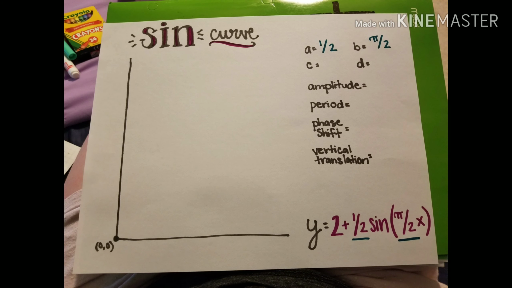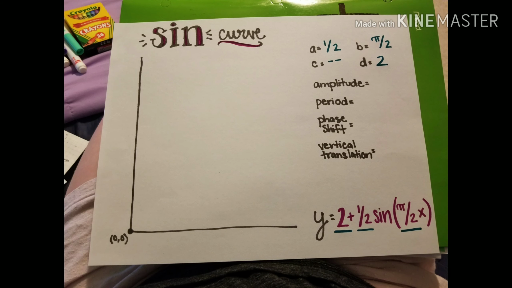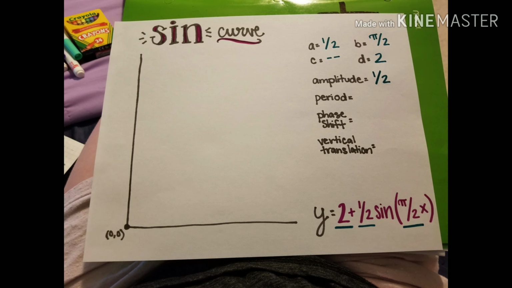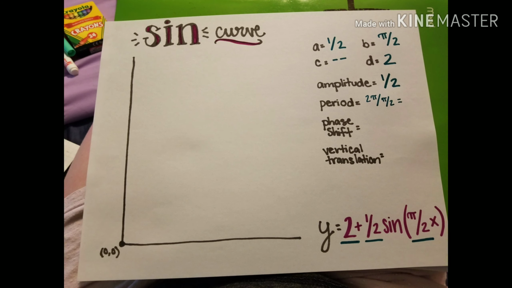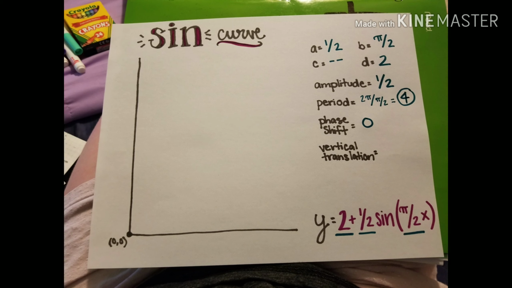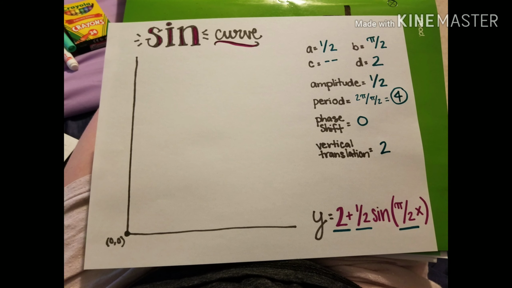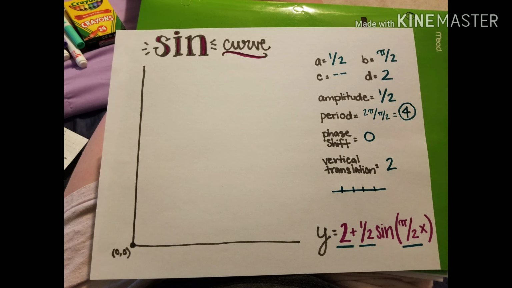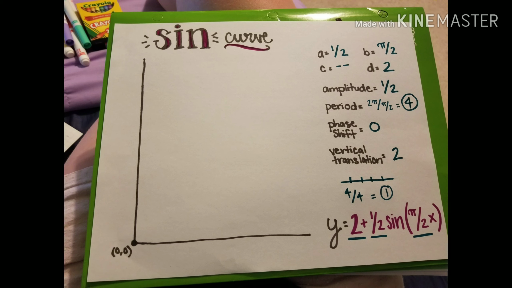Here are our A, B, C, and D values. Identifying these will help us find the rest of what we need to know to graph the function. Our amplitude is just the absolute value of A, so it's 1/2. Our period is 2 pi divided by B, so that gives us 4. There's no C value in this equation, so our phase shift is 0. The vertical translation on the graph is 2 because our D value is a positive 2. Next, for intervals, we take the period, which is 4, and divide it by 4, which gives us 1. So our tick marks will be 1.